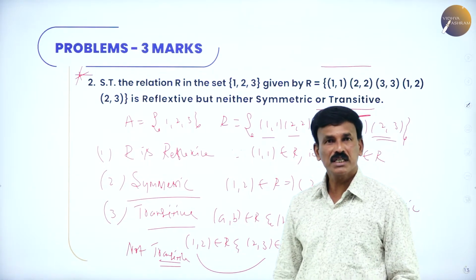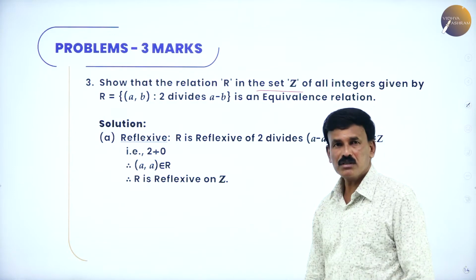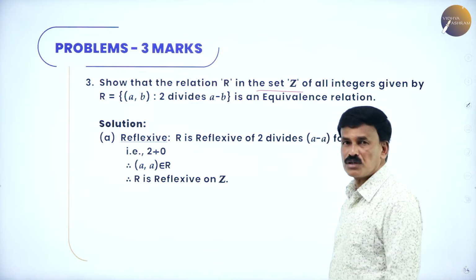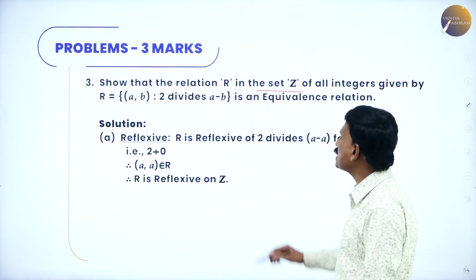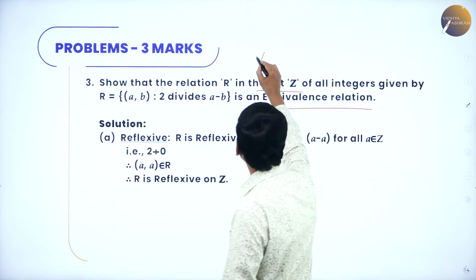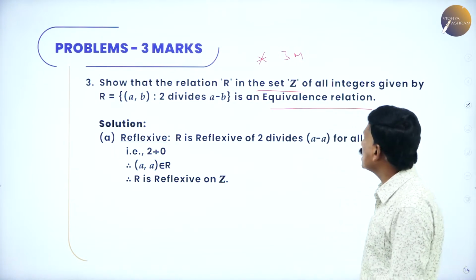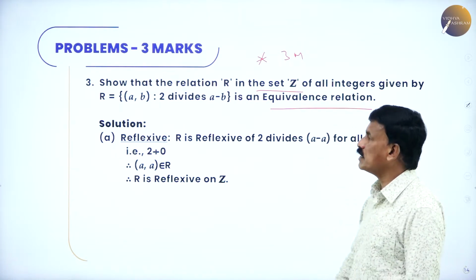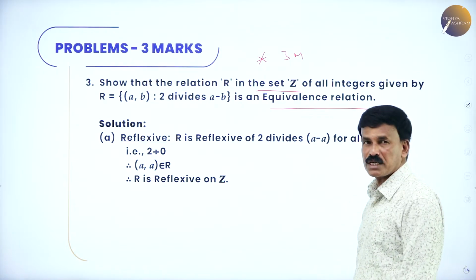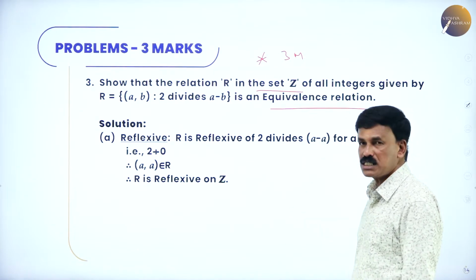Now let us come to the next problem. Show that the relation R on the set Z of all integers given by R = {(A, B) such that 2 divides A minus B} is an equivalence relation. This is also an important problem for 3 marks. Show that the relation R on the set Z of all integers given by R = {(A, B) such that 2 divides A minus B} is an equivalence relation.